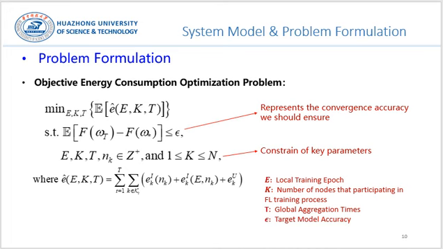After this, we can formulate our objective energy consumption optimization problem, where E is the local training epoch, K is the number of edge servers participating in the FL training process, T is the global aggregation times, and epsilon is the target model accuracy. This formulation represents our research goal very well. The first constraint represents the convergence accuracy we should ensure, while the second is the basic constraint of those key parameters.